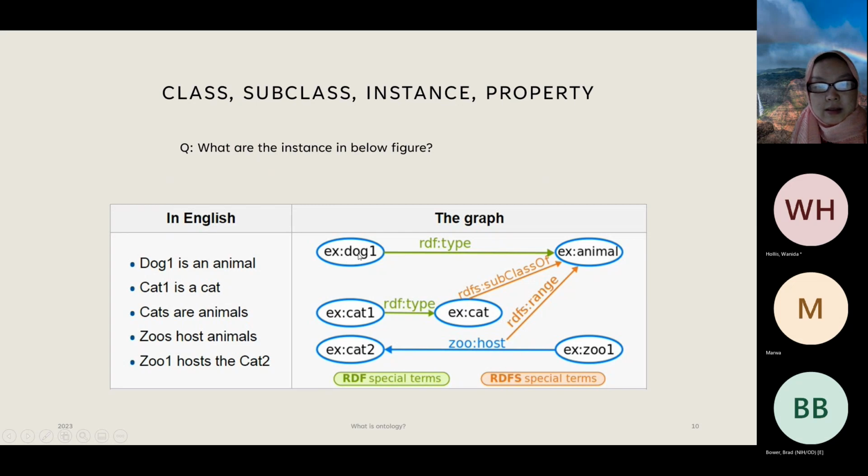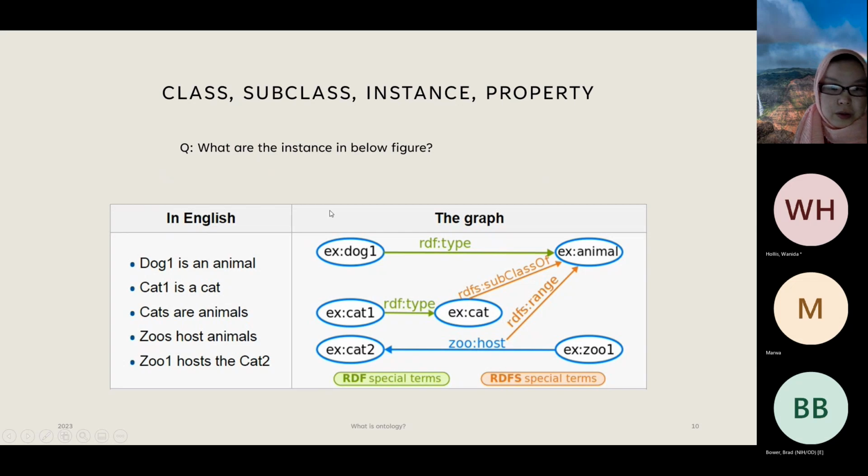So dog one is an animal, and cat is a cat, and cat is a subclass of animal. So cat one is also an animal. And cat 2 and zoo have a relationship: a zoo hosts the cat. I should put a citation here. This is from the wiki on RDF.